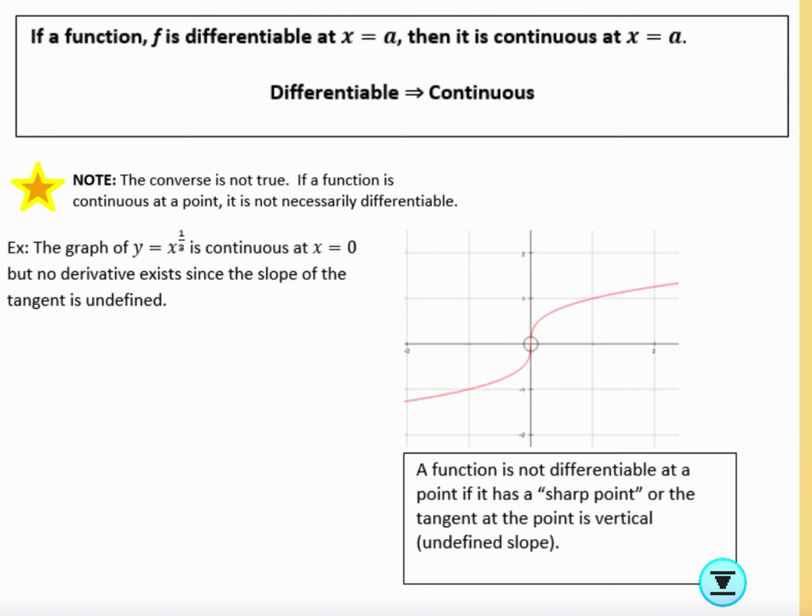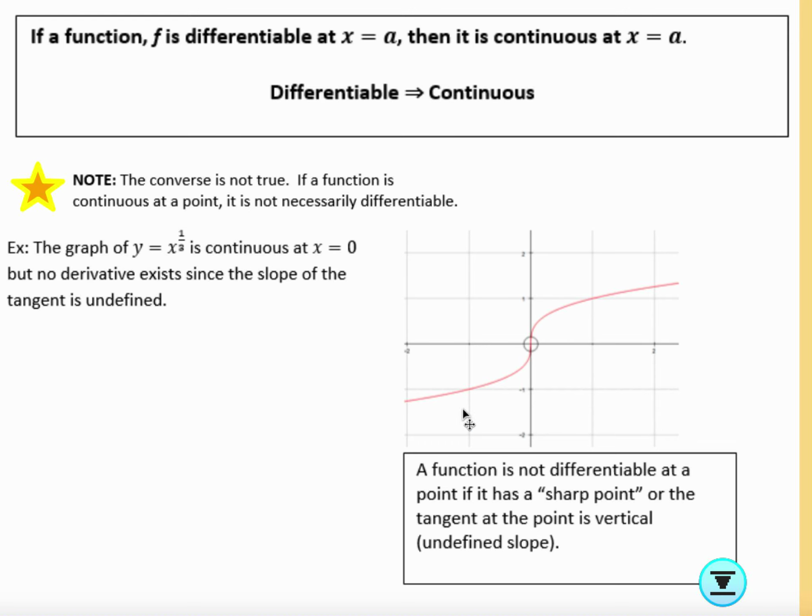Now we've got this next situation. So let's say if a function is differentiable at x is equal to a, then that means it is also continuous at x is equal to a. So basically, if it's differentiable, it tells you that it's continuous. The reverse is not true. Just because a function is continuous doesn't mean that it's differentiable. But if we do see that a function is differentiable at a particular point, then we know, very, very much know, that it is also continuous.